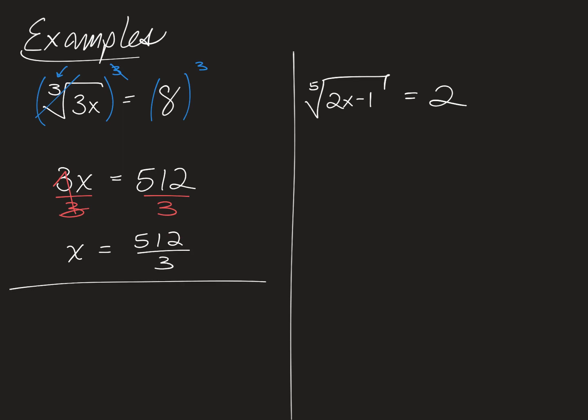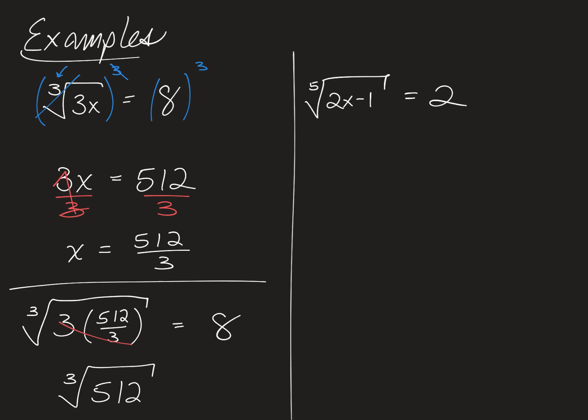So again, you can do a pretty quick check here. We have the cube root of 3 times 512 over 3 in the cube root equals 8. So on the left side, the 3's will reduce, and from there, you have the cube root of 512, which is in fact 8. So this answer is a good answer.